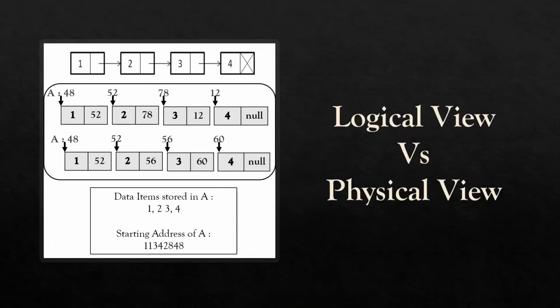The first linked list depicts the logical view of a linked list, as if the first element points to the second element, the second to the third, and the third to the fourth, and there is a null pointer in the fourth element's address part. But the second part of the diagram shows the way the elements are actually stored in the linked list. 1 is stored at the address 48, 2 is stored at the address 52, and the address 52 is stored along with 1. 3 is stored at the address 78, and it is stored along with the data value 2, and so on.